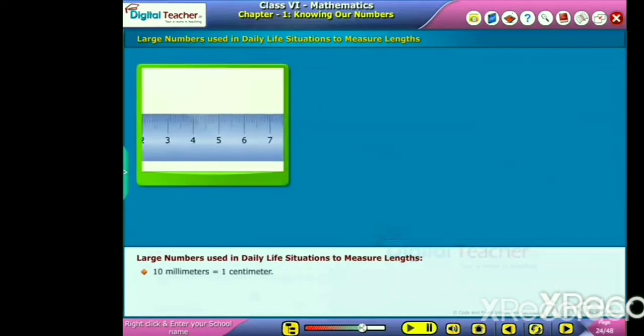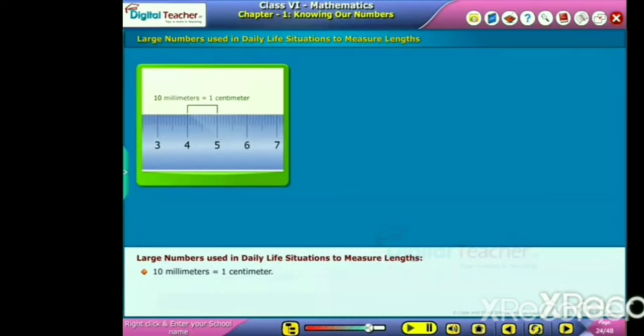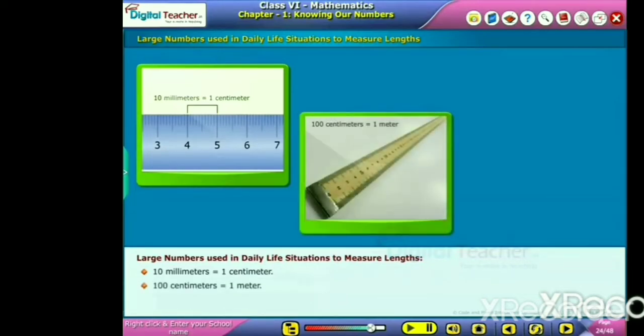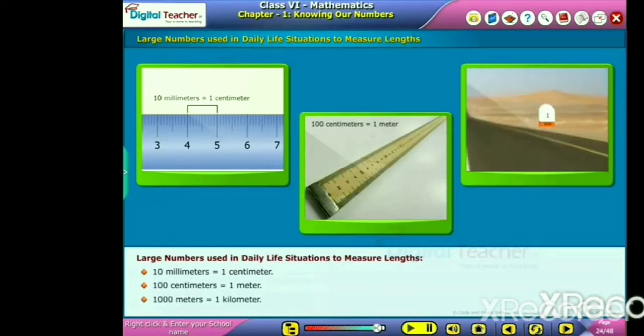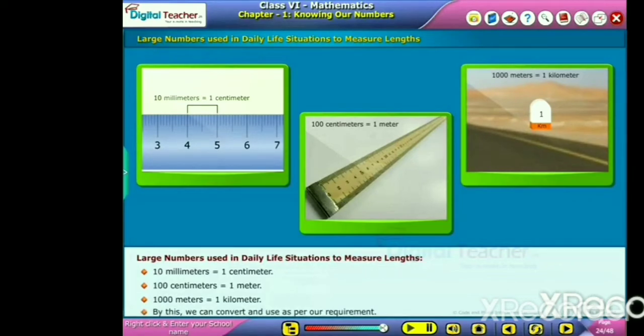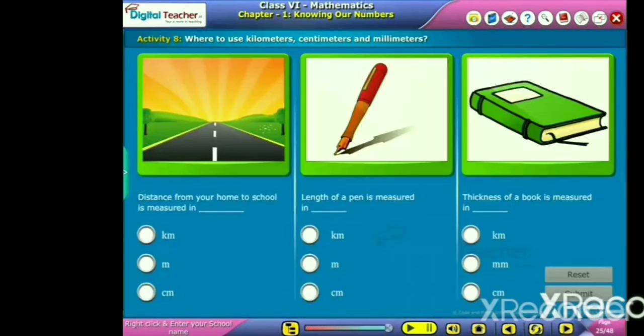For example, 10 millimeters is equal to 1 centimeter. 100 centimeters is equal to 1 meter. 1000 meters is equal to 1 kilometer. By this, we can convert and use as per our requirement. Let us see where to use kilometers, centimeters and millimeters. Click the appropriate options for the following blanks.